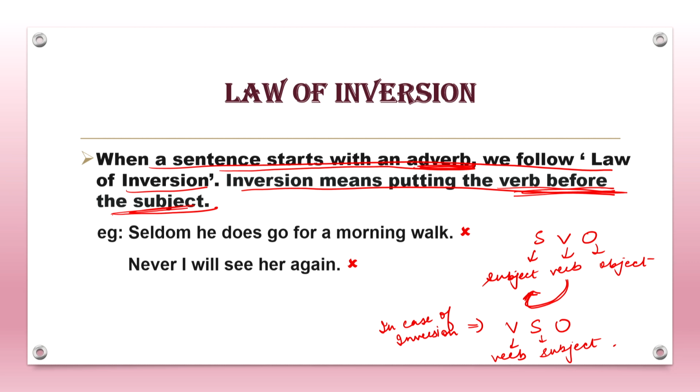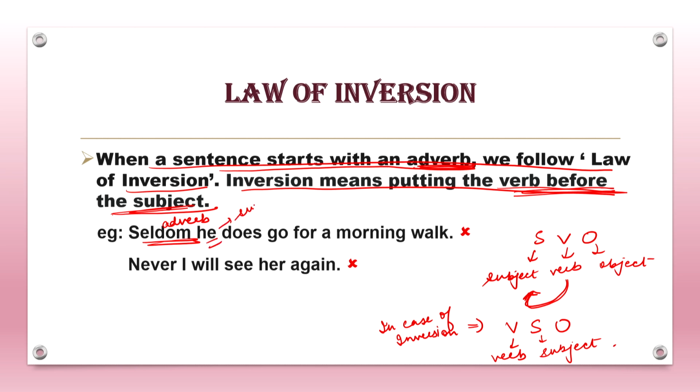Now, let us take an example. Seldom he does go for a morning walk. So, is this sentence correct? No. So, let us find out what the error is. In this sentence, seldom is your adverb. As you can see, the sentence is beginning with an adverb. Hence, we will follow the law of inversion. So, in this sentence, is the law of inversion being followed? Let us check it out.